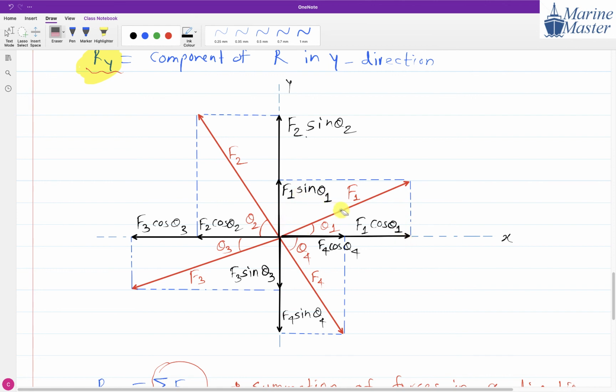Rectangle, sir. Suppose we have a given force F1 and we want its components F1x and F1y. Generally, we prefer the rectangle way. Which way will we use for this one? A rectangle way to get the components.